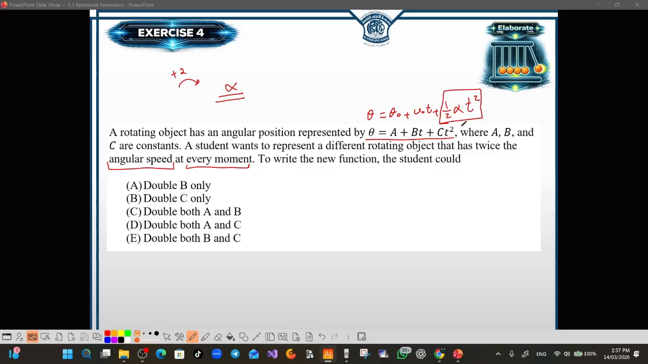And we know that if you want to change the speed to double, changing the speed every second, it's equivalent to alpha. So by changing the speed every time, we need to change actually the alpha. If you want to double the change, you need to double the alpha. So actually we need to double the third term. And as a result, the correct answer would be doubling C only.